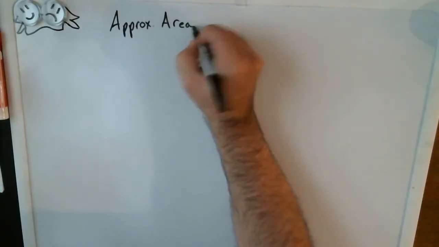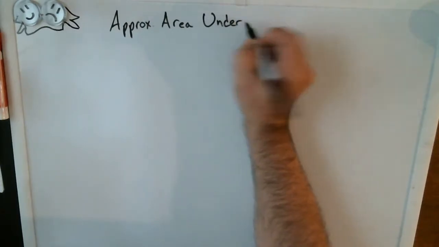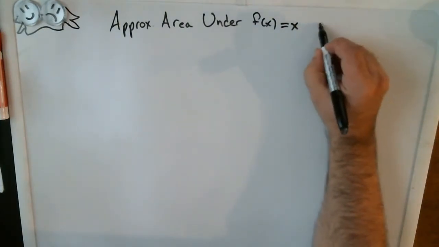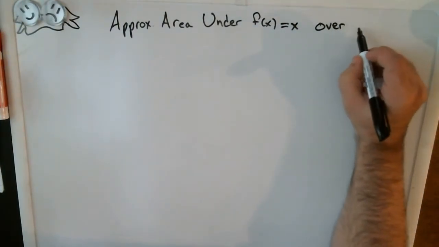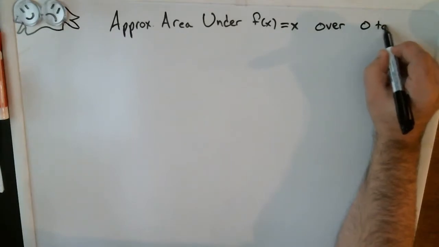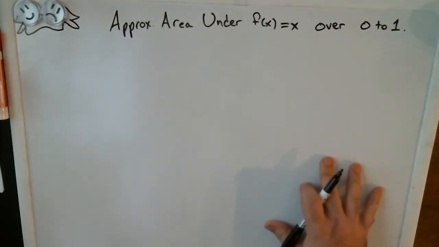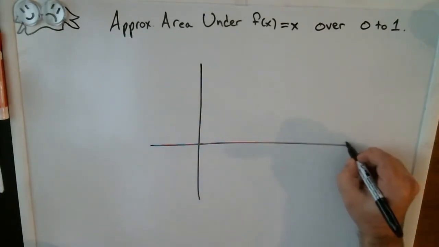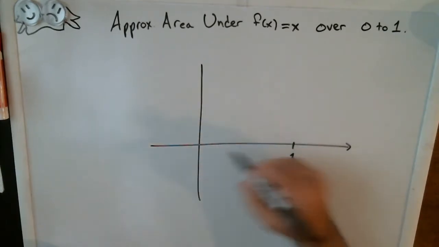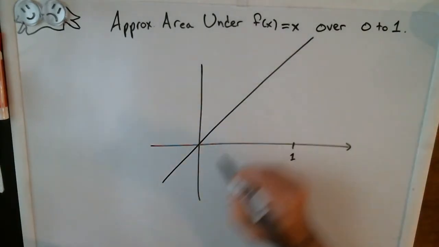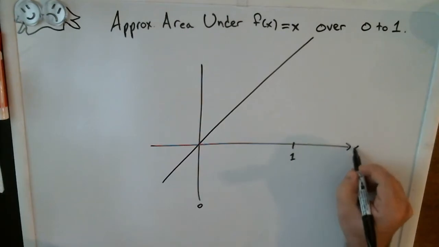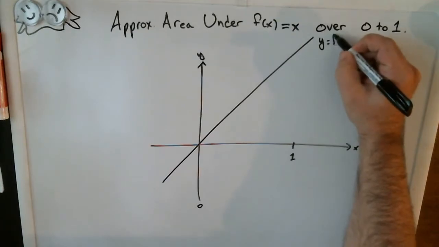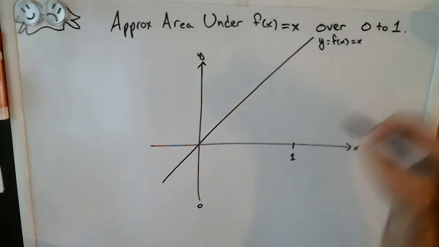Okay, so the problem I want to do right now is to approximate the area under the curve f of x equals x over the interval 0 to 1. The reason this one is okay is that if I do a quick doodle, there's 0, there's 1 on my x-axis, there's my y-axis, and this is y equals f of x, which is the same thing as x.